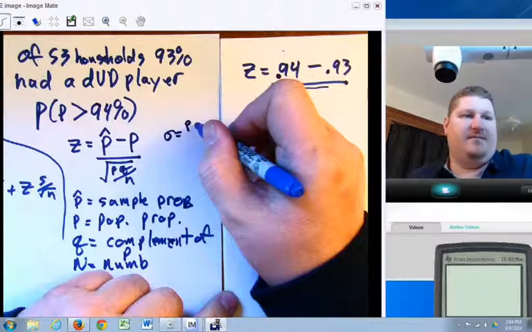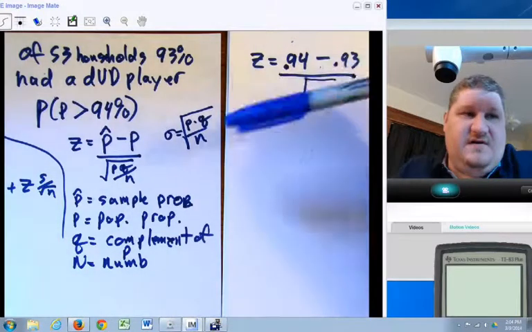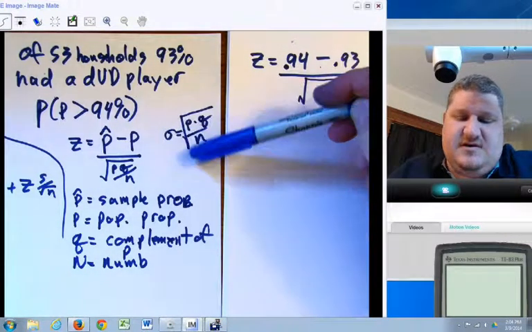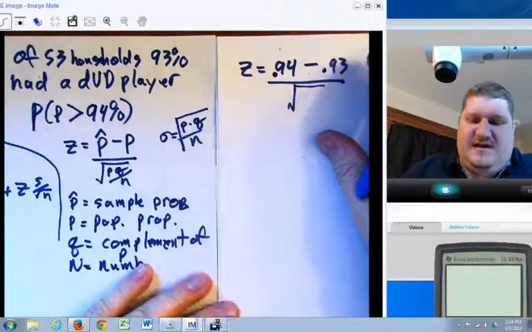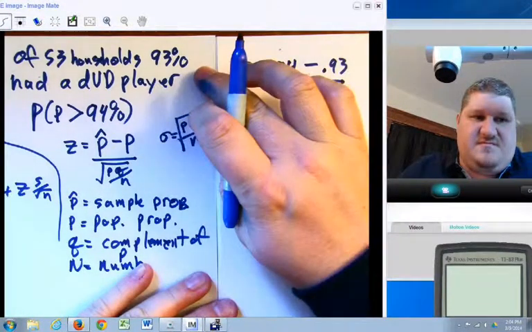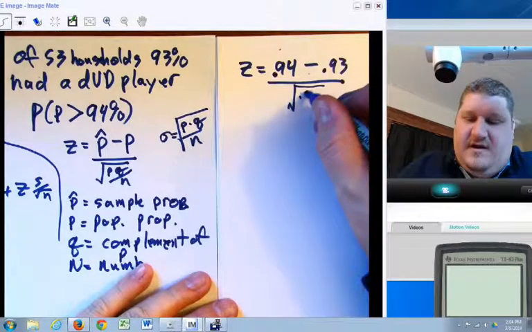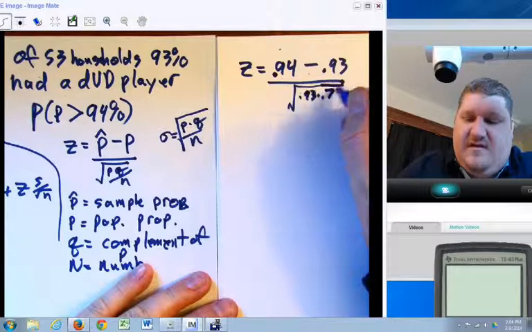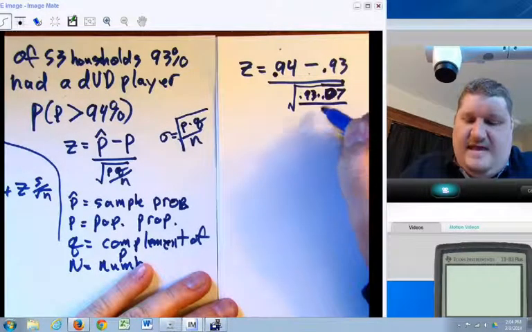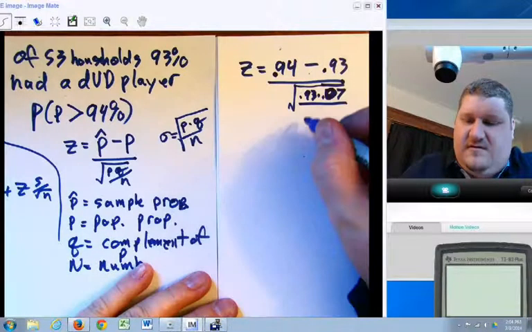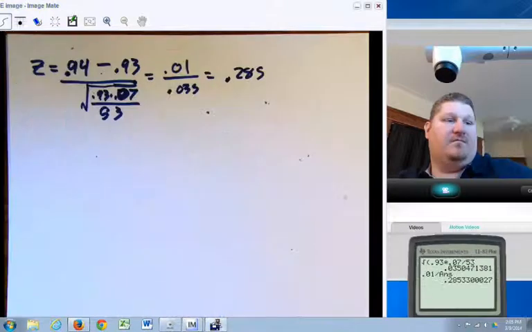Had a camera freeze, all we had was that sigma is equal to the square root of P times Q all over N. So in our case, P, our population proportion, because that doesn't have a little hat over it, the little hat means sample, 0.93 times 0.07, don't forget 0.07, all over N, and we had 53 households. So here we go. I'll do a couple calculations and I'll be right back.